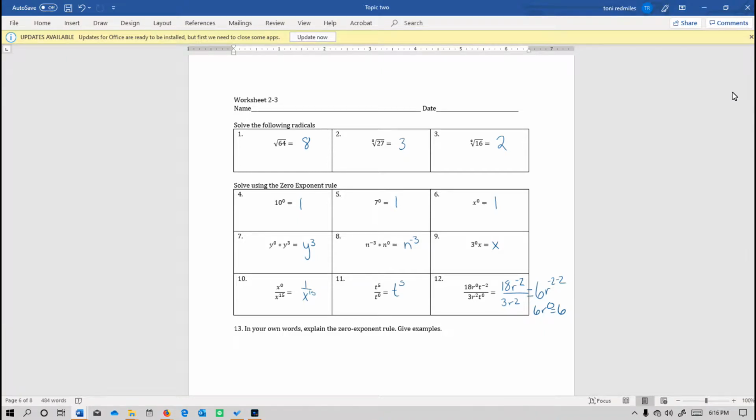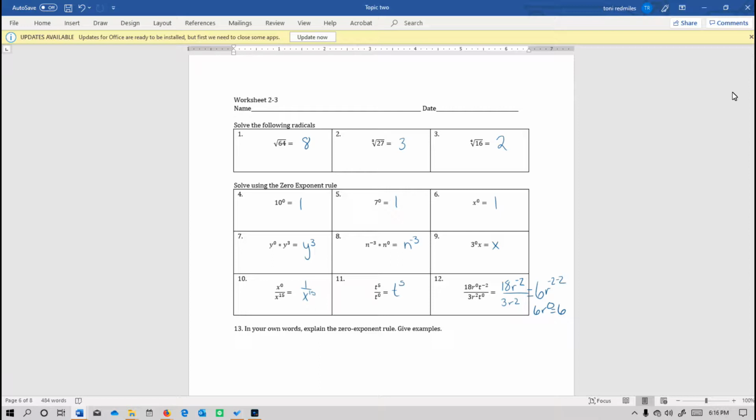This video is for worksheet 2-3 for the class Discovering Exponents. And in this one, we're going to do some radicals and we're going to talk about the zero exponent rule. All right, so in the beginning, we're just doing some radical work.